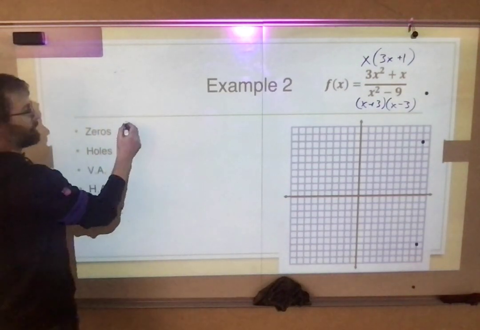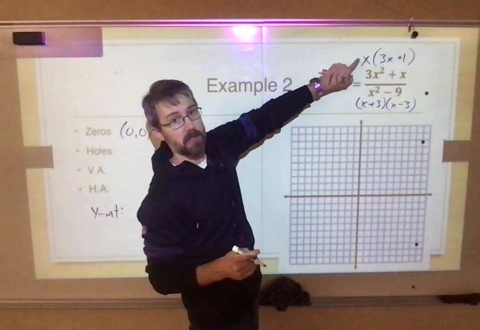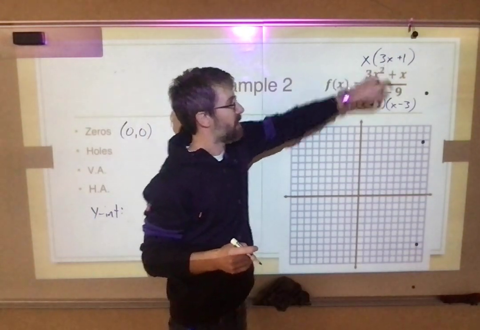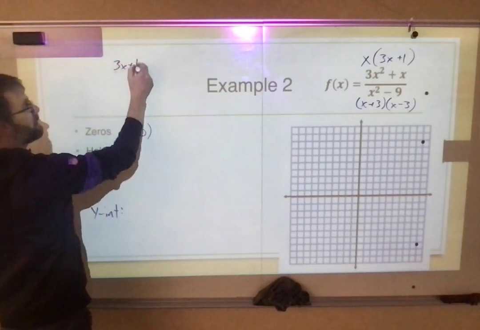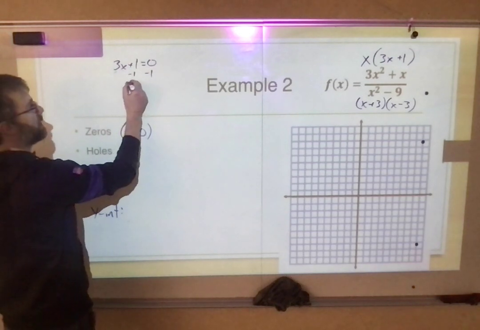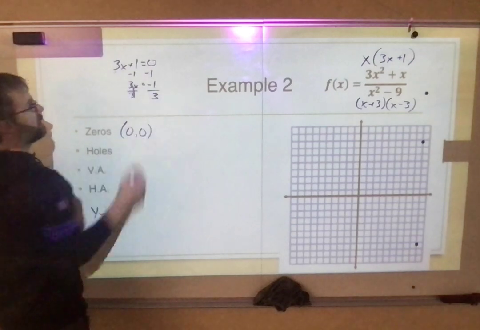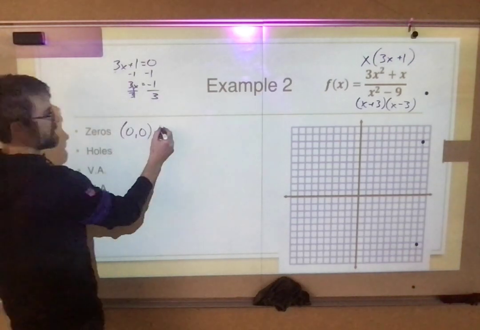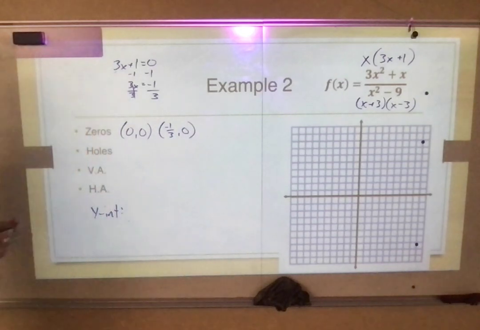What makes the top equal to 0? If x is a factor, then 0 is one of the zeros. And then this one, the 3x plus 1, maybe I know a good trick for it. Maybe I just have to set it equal to 0 and solve it. Either way doesn't matter, right? So we get x equals negative 1/3, so negative 1/3, 0 is the next zero.